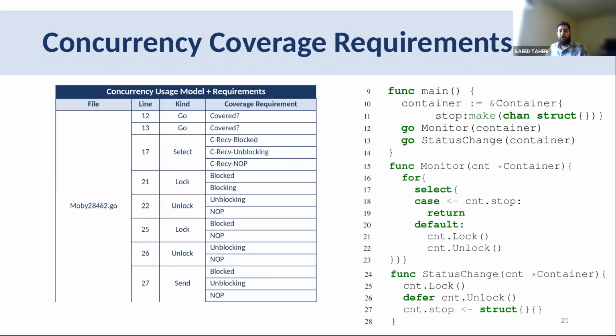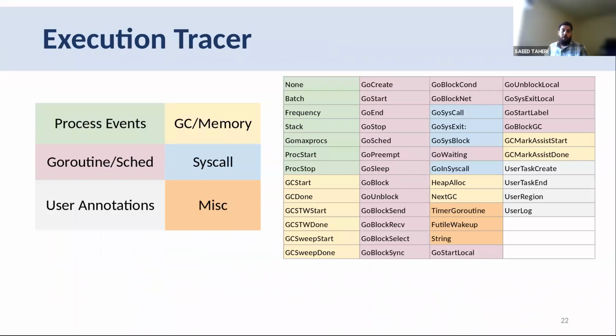From the coverage requirements and the concurrency usage model that we extracted, we form this table and expect to cover each entry during testing iterations. So far, we have constructed static models from the concurrency usage and defined a set of coverage requirements. Now we want to capture the dynamic behavior of our models by tracing.